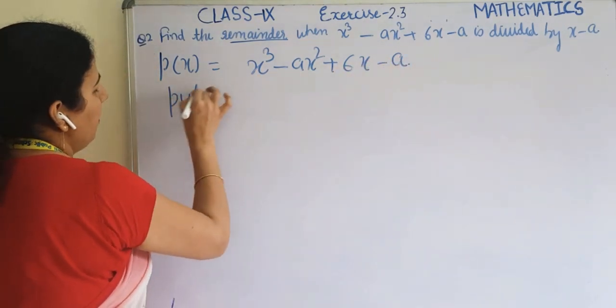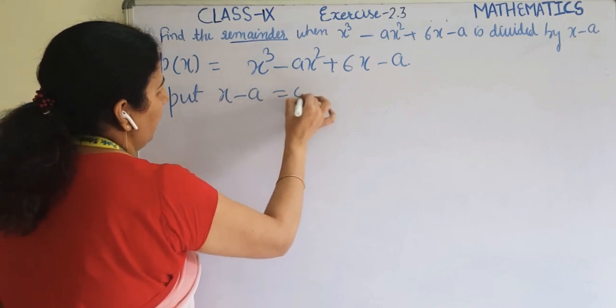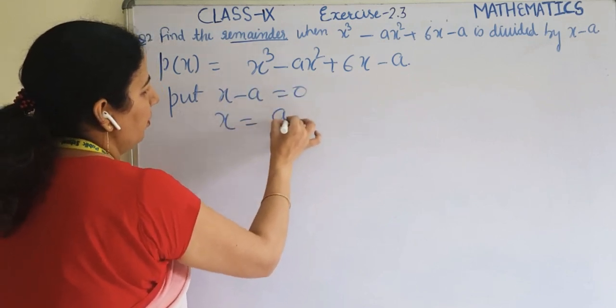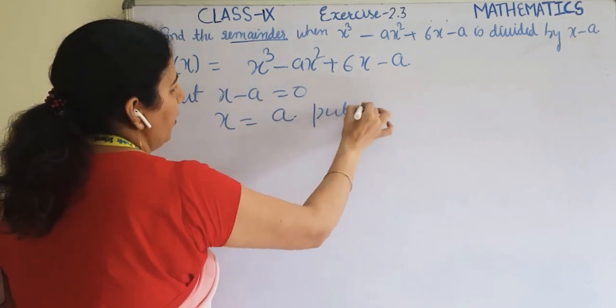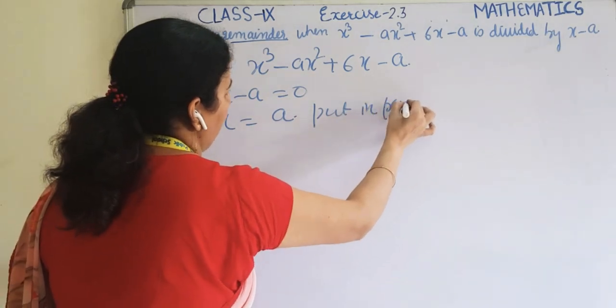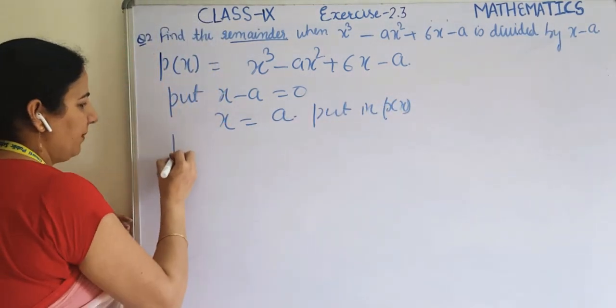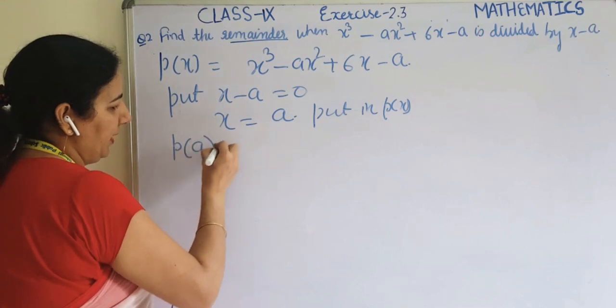So what we will do? Put x minus a is equal to 0. Then x is equal to a. Put this value in p(x). Same step. Put this value in p(x). Then p(x) will be turned to p(a).